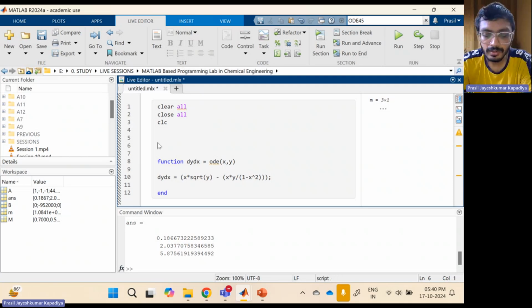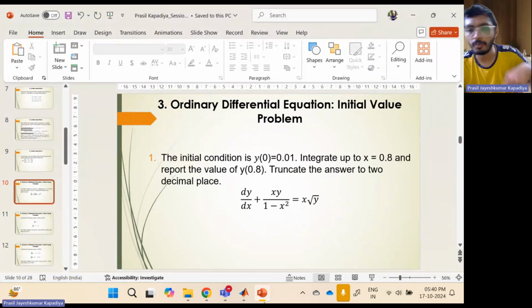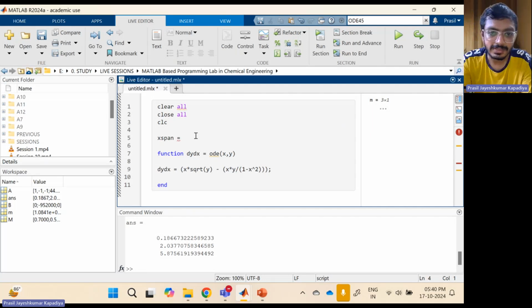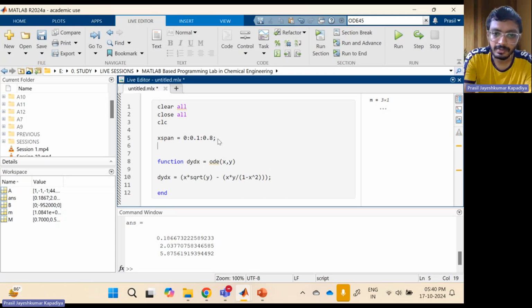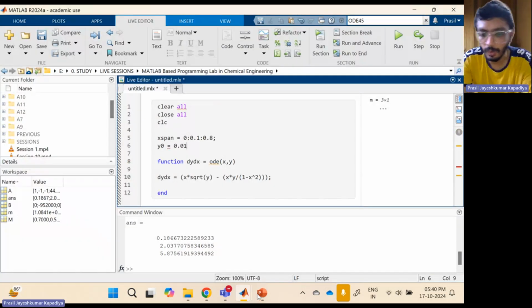So now what do I need? When I am using ODE45 or ODE23, we need xspan and y0. My xspan can be, at what value of x do we need the answer? We need it at x is equal to 0.8. So we will start with x is equal to 0.0 and reach x is equal to 0.8. Let's say I'm going in intervals of 0.1. So this is my xspan. y0 is my initial condition, that is given as 0.01.